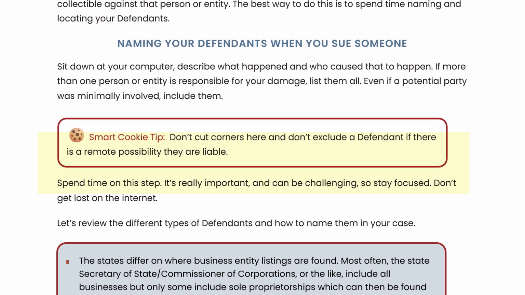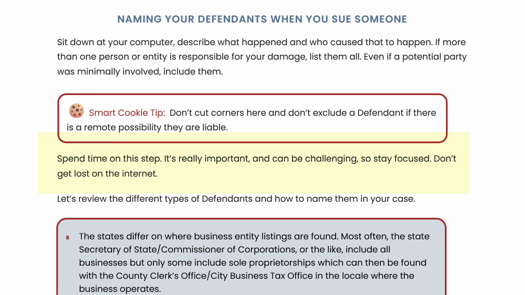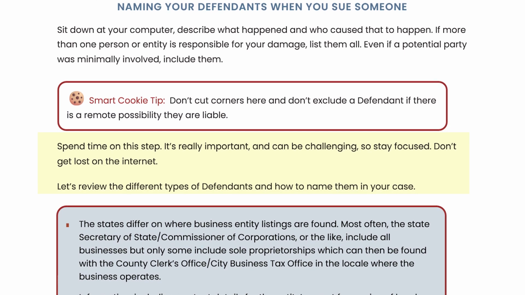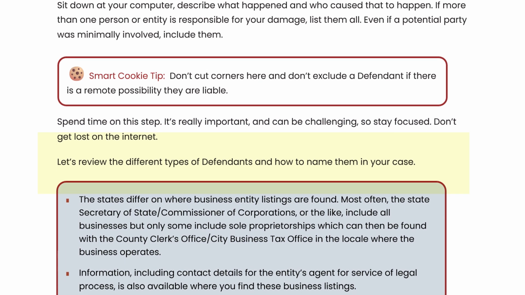Spend time on this step. It's really important, and can be challenging, so stay focused. Don't get lost on the internet. Let's review the different types of defendants and how to name them in your case.